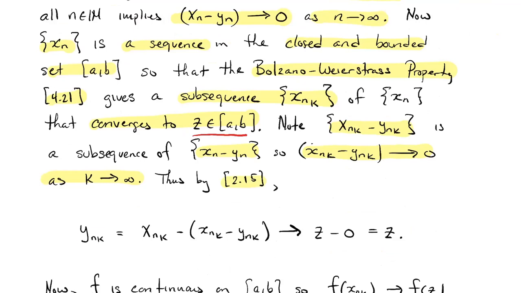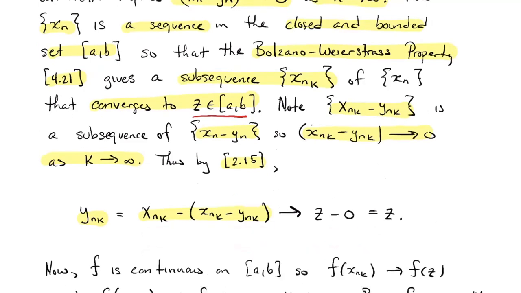Certainly for every k, ynk is the difference of xnk and xnk minus ynk. Stop the video and do the math, right? And because of that, we have limit properties that say that this difference, xnk minus ynk, is a convergent sequence. Okay, so their difference converges to the difference of their limits, that is to z minus 0. So this ynk sequence also converges to z.